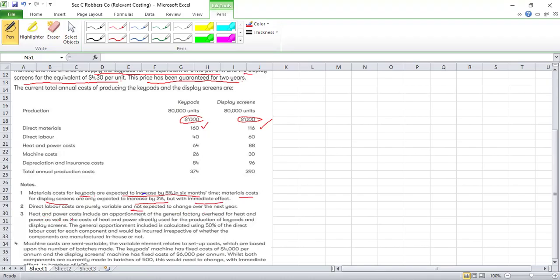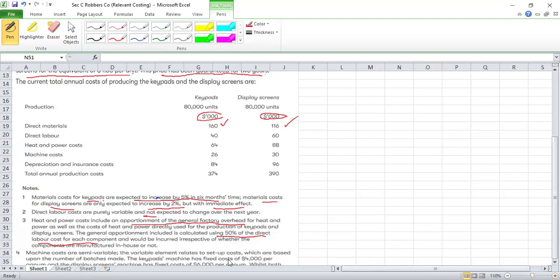Next one is heat and power cost, which include an apportionment of the general factory overhead. Apportionment is basically irrelevant cost, for heat and power, as well as the cost of heat and power directly used for production of the keypads and the display screens. General apportionment is included using 50% of the direct labor cost for each component and would be incurred irrespective of whether the components are manufactured in-house or not.